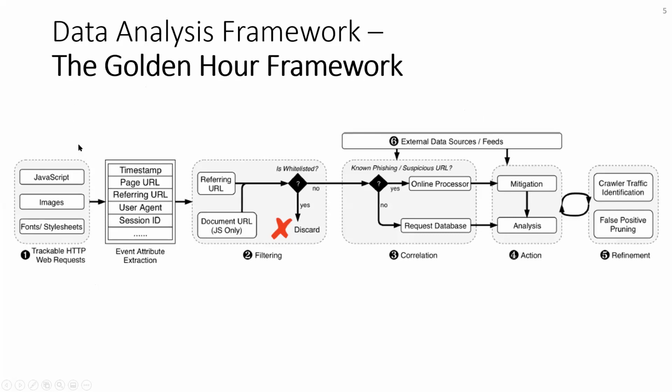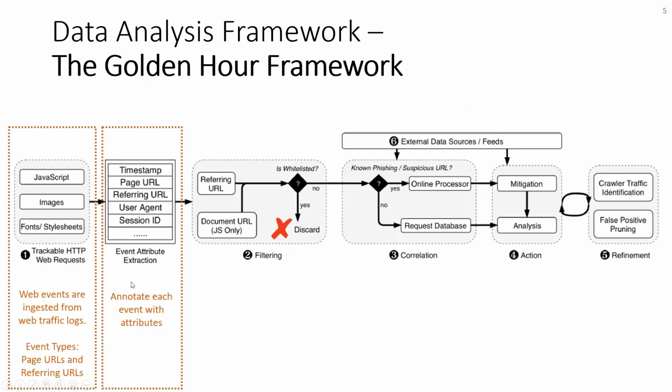Web events are ingested into the golden hour framework. The golden hour framework consists of mainly 5 stages. The first stage is where web events are ingested from web traffic logs. There are two types of events, mainly the page URLs, where the embedded web resource will be triggered when victims visit a phishing website, and also referring URLs, where the victims will be redirected from the phishing websites.